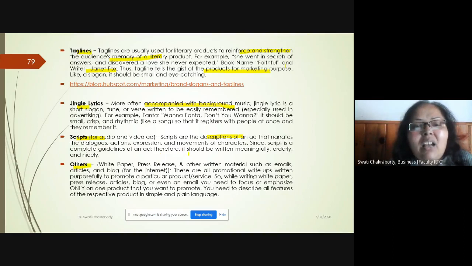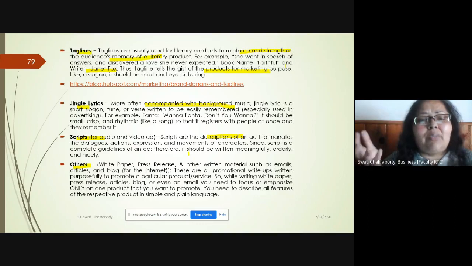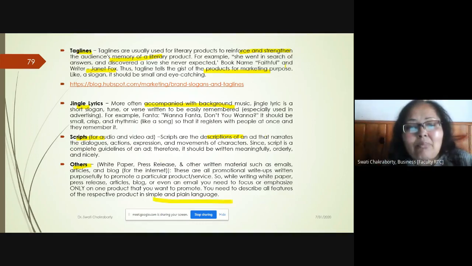Others that we have are white paper, press release, or other written materials, emails, articles, blogs. These are all promotional write-ups written to promote a particular product or service. So when you are talking about it, you need to focus on only one product that you want to promote, and describe it in very simple and plain language.